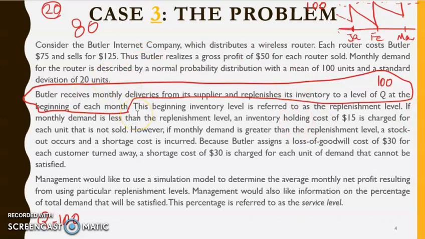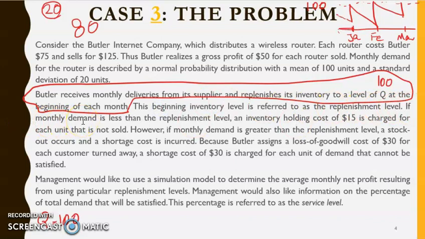This beginning inventory level is referred to as the replenishment level. It is talking about this 100. If monthly demand is less than the replenishment level, an inventory holding cost of $15 is charged for each unit that is not sold. So let me give you this explanation here.